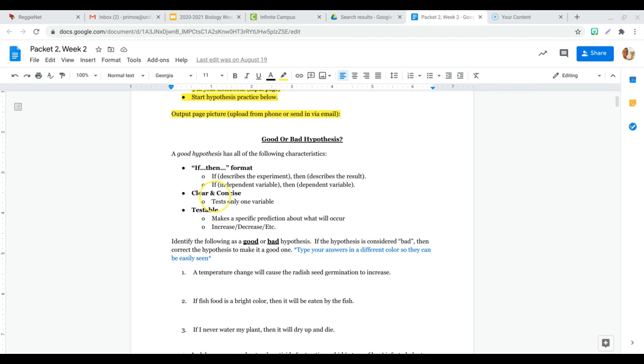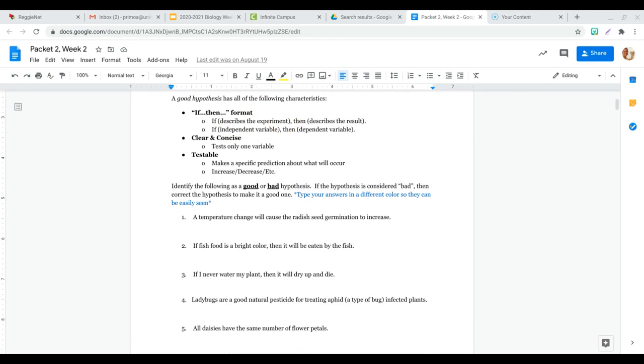Or if you want to think about it this way, the if part contains the independent variable and the then part contains the dependent variable. This is probably going to be the easiest way you can identify if it's a well-written or poorly written hypothesis. You only want to test one variable, so please keep that in mind as you read a hypothesis, and it has to be testable. So it makes a specific prediction and it uses words like increase/decrease.